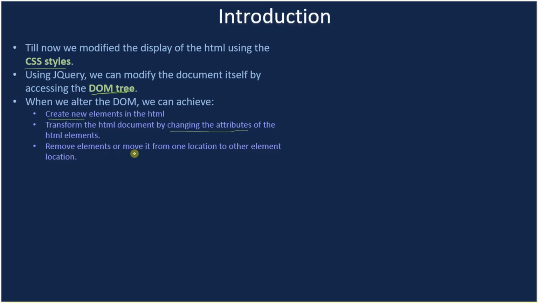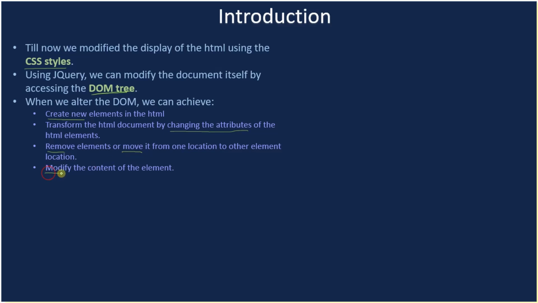Remove elements or move them from one location to another. That can also be performed using DOM tree manipulation. You can remove or move an HTML element. So an existing element you can remove, or you can take an element from one position and place it in a different location. Modify the content of the element.